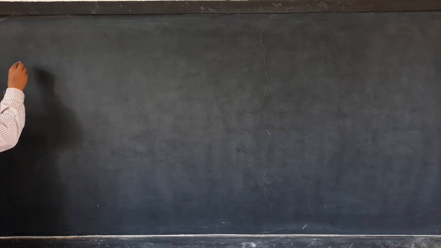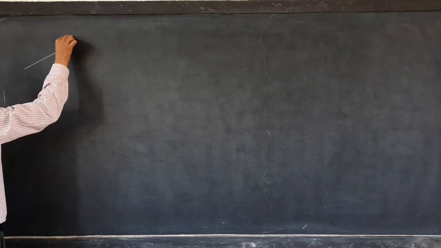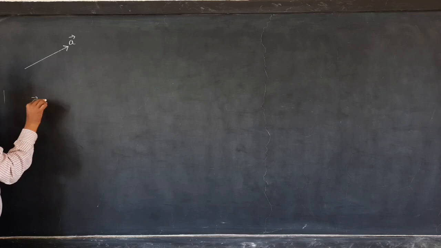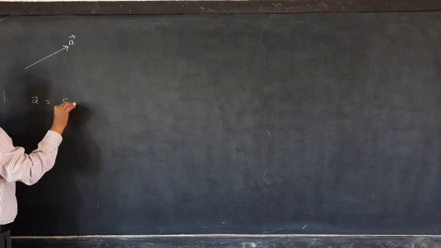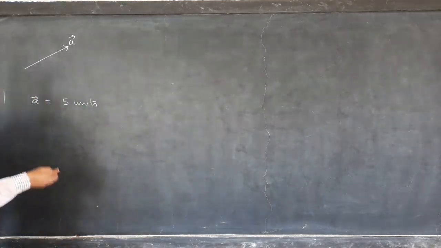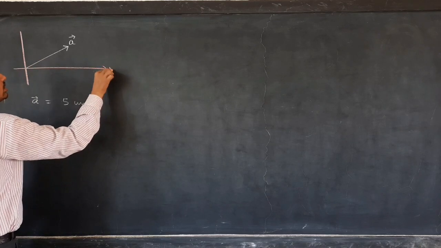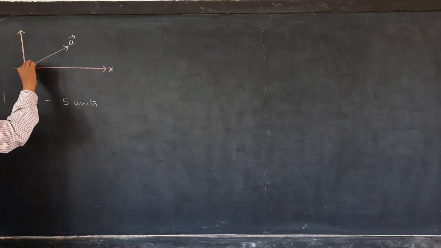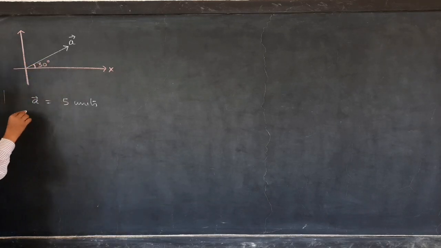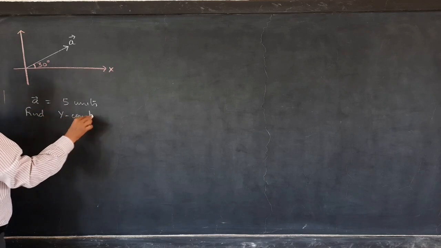The first one: suppose there is a vector, I'll call it A vector, and its magnitude is given as 5 units, and you are given x and y axis like so. This vector makes some angle, say 30°, with x-axis. Question is, find y component of this vector.